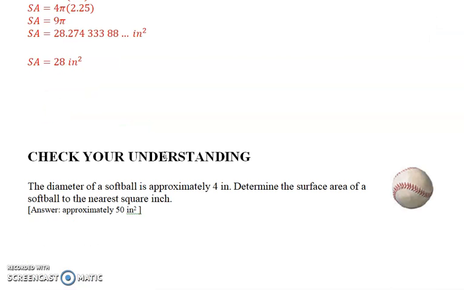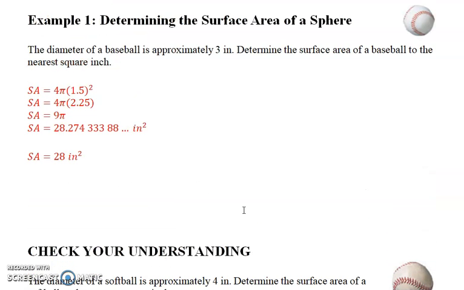There's a check your understanding question that goes along with this. It says answer, and the answer is approximately 50 inches squared. So it's just the same, and you're going to do that on your own. You can give that a try. Alright, so that's example 1. Pretty straightforward.